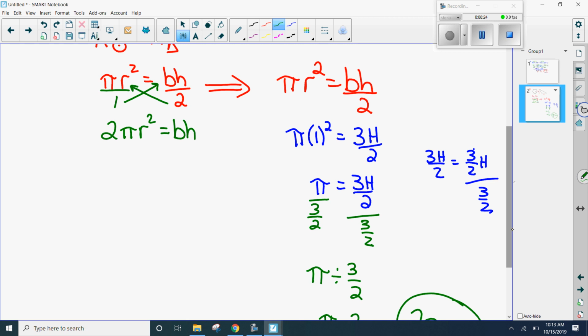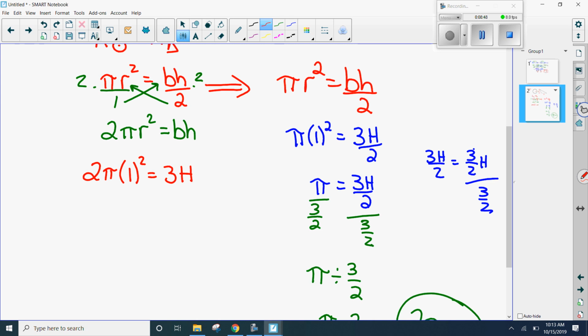To get rid of division, multiply. It's like multiplying this side by 2, multiplying this side by 2. You get that 2 pi r squared is equal to base times height. You put in the values, you're going to have 2 pi, the radius is 1 squared, equals the base, which is 3, times the height.